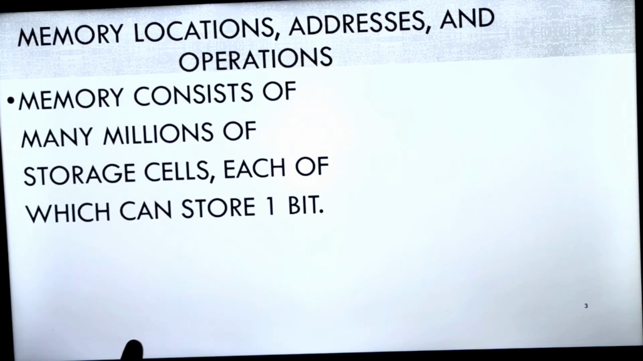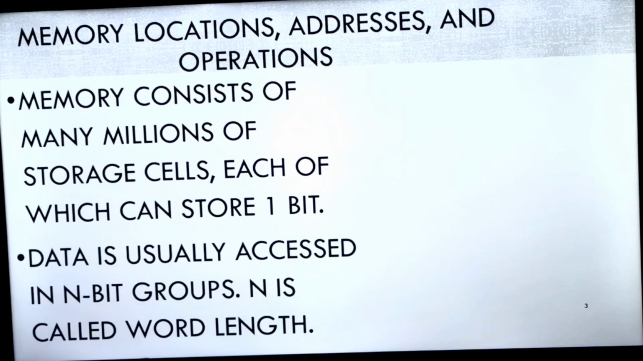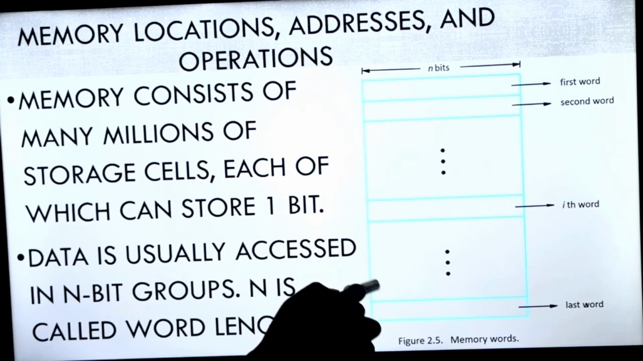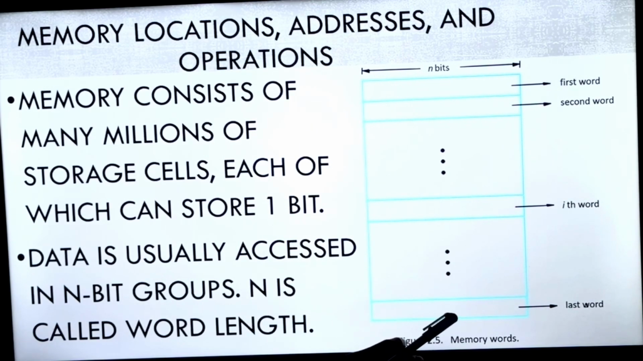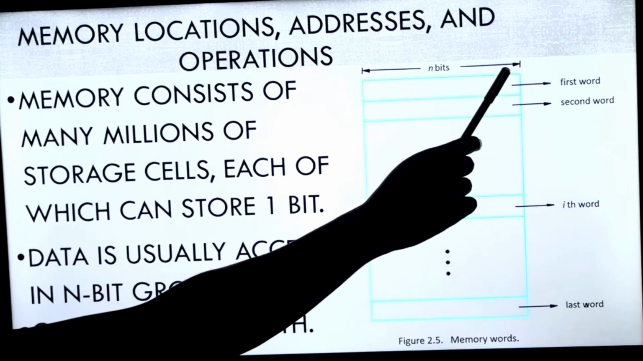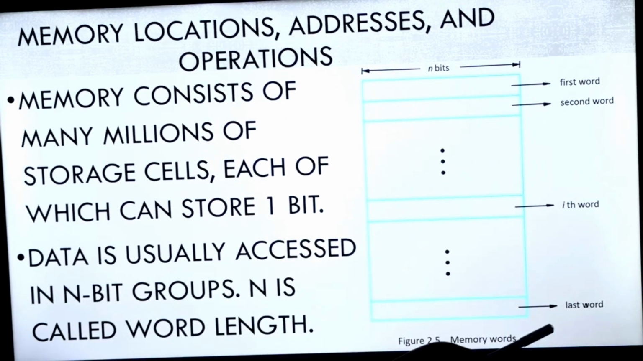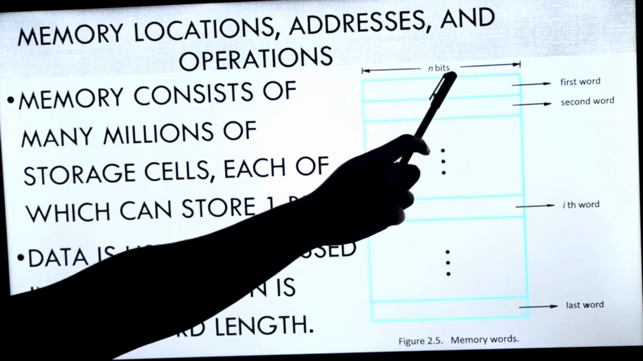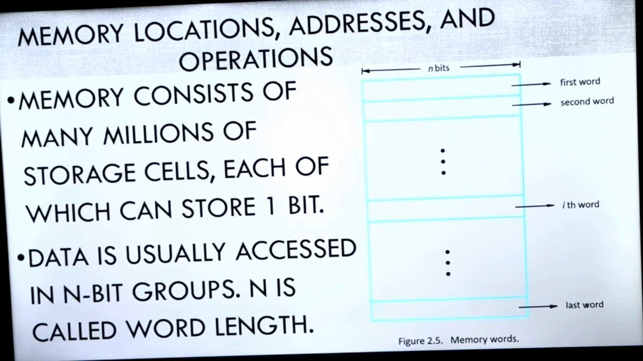So whatever I said, exactly the same thing we have. Memory consists of many millions of storage cells, each of which can store 1 bit. I told you already. Data is usually accessed in n-bit groups and is called word length. So whatever word I said, this is how the actual arrangements are made in main memory. So this is first word, second word, third word, like this. We divide the memory into n number of different words. In each word I will have some bytes. It depends on the system.